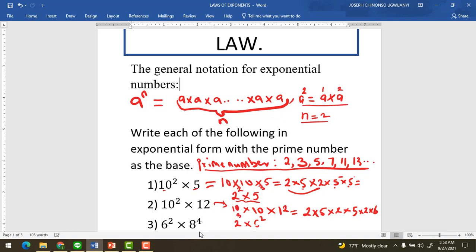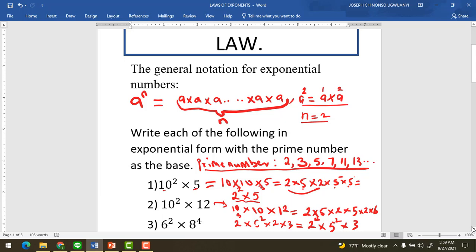2 exponent 3, then 5 exponent 2 already, then times another 2 times 3. 6 is equal to 2 times 3. So what happens is that we reach the final. This will now be, we have 2 and 2 exponent 3, so we have 2 exponent 4 times 5 exponent 2 times 3.